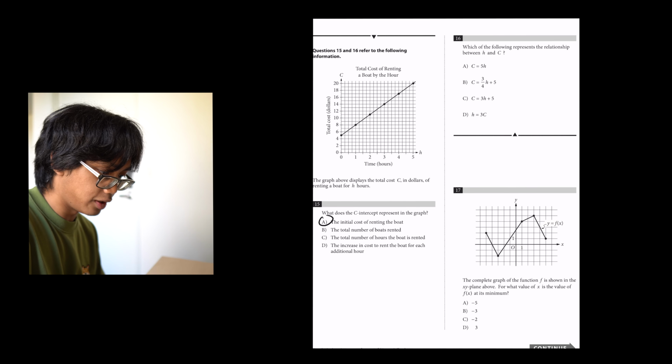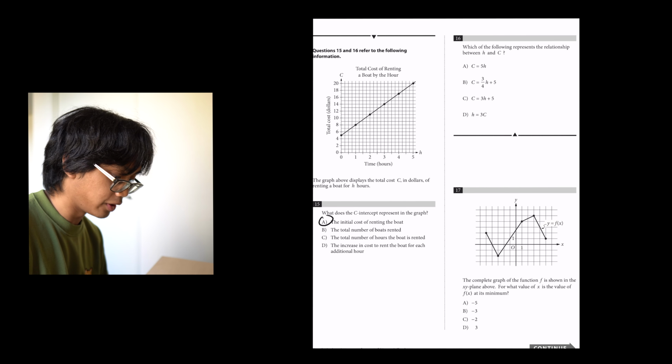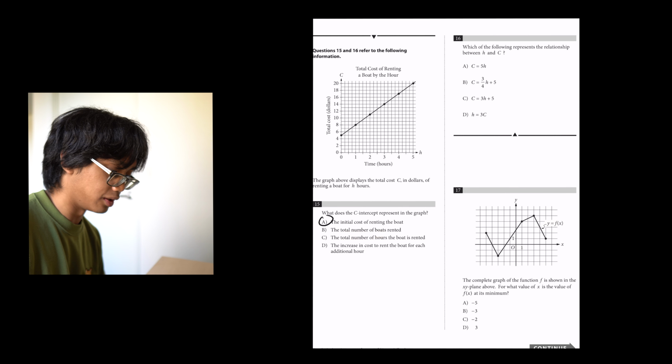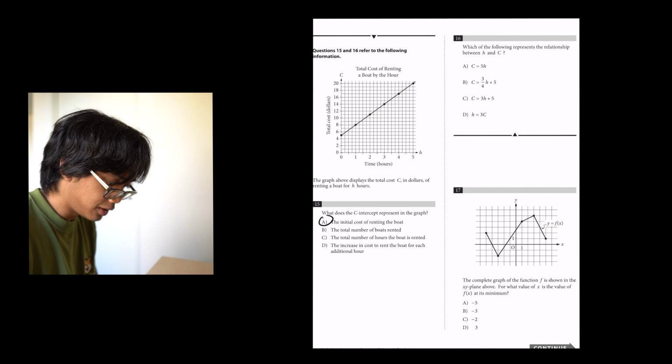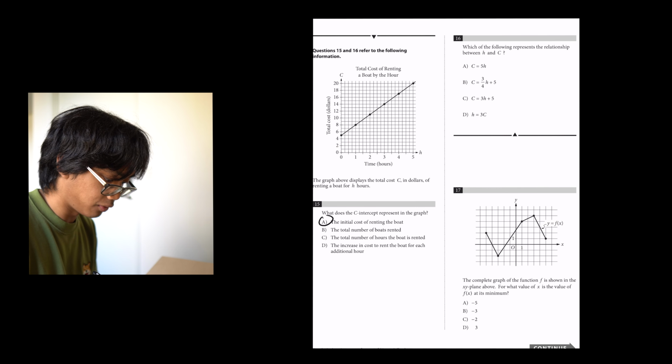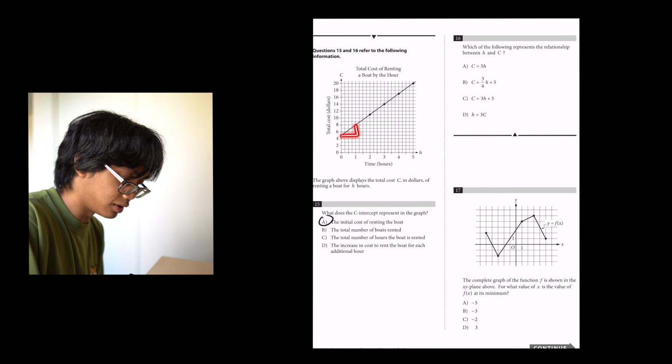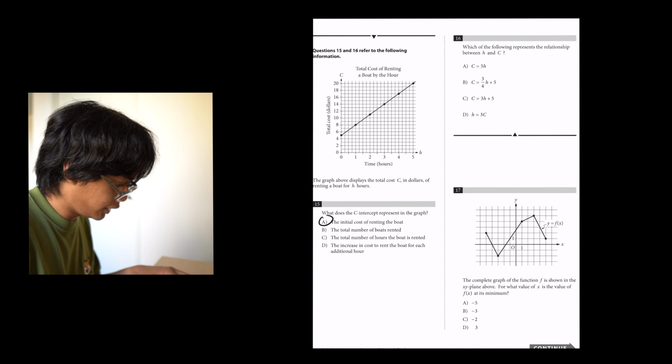It's not going to be any of the other choices because the graph doesn't show anything about the number of boats rented or the total number of hours the boat is rented, because it's going to be at 0 hours and this could essentially go forever technically. And it's not going to be the increasing cost to rent the boat for each additional hour, because that's going to be the slope that you get between those. So 15 is going to be B.